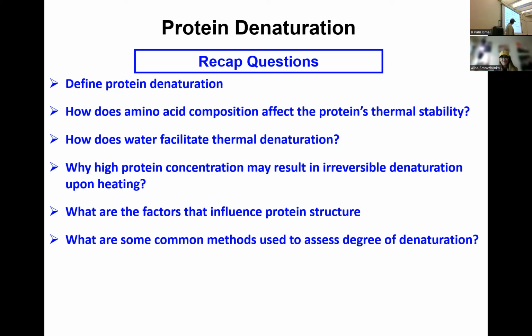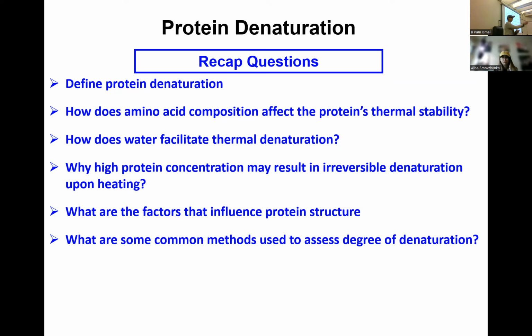What are some common methods used to assess degree of denaturation? Your favorite, DSC. Okay, great. What else? NMR, my least favorite. Yes. Okay. What else? FTIR tells you changes. Mostly we look at secondary structure, but it does tell you other functional group changes. But yes, FTIR. What else?